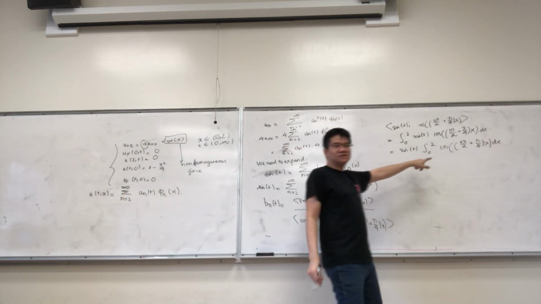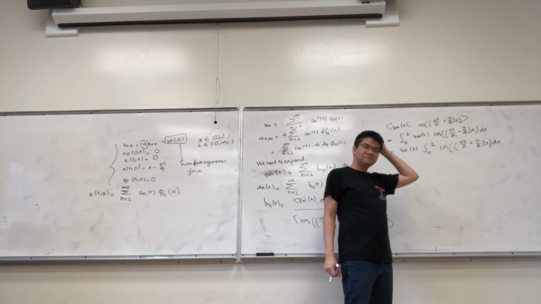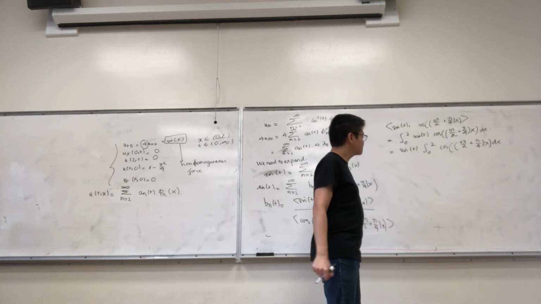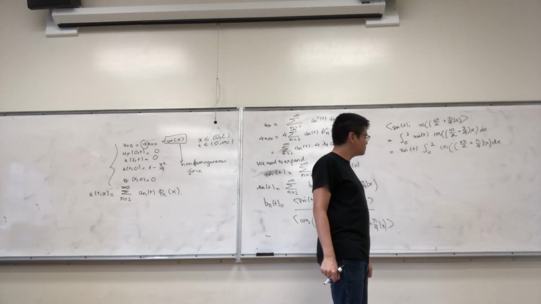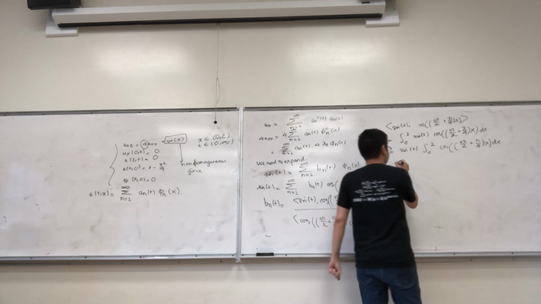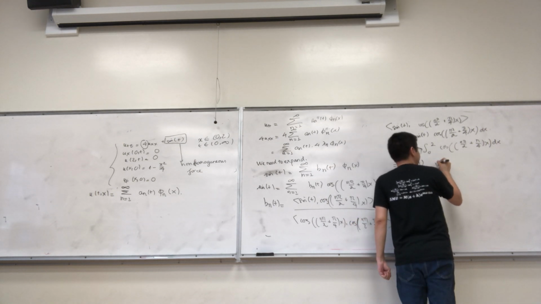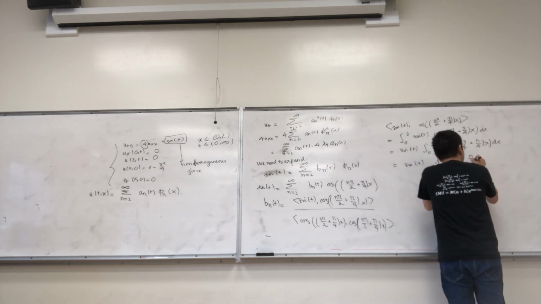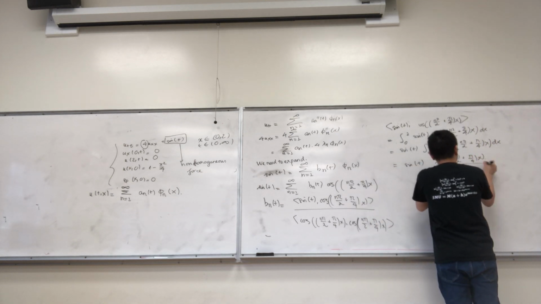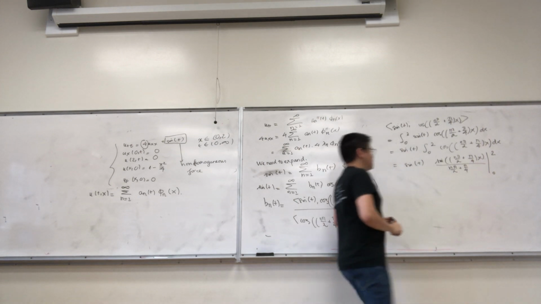So how can I compute this integral? It would be the sine of (n pi over 2 plus pi over 4) x divided by (n pi over 2 plus pi over 4), from 0 to 2. So this is sine of t times sine of (n pi plus pi over 2), divided by (n pi over 2 plus pi over 4), from 0 to 2.